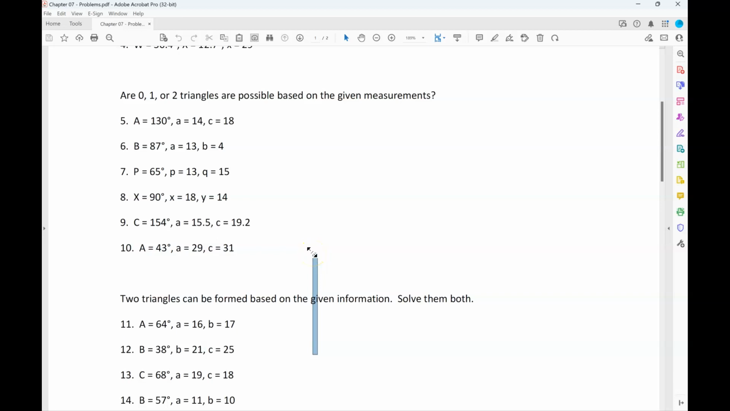And then 11 through 14 are all two triangle problems that we're asking you to solve for both triangles. On a test, this would be the kind of way I would ask for things. I would ask 0, 1, or 2 triangles and give you stuff and not ask you to actually solve the triangle. If I did ask you to solve a two triangle problem, I would tell you it's a two triangle problem and ask for both sets of answers. So I wouldn't give you a solve for the triangle and stick a two triangle problem in there without telling you in the directions. Is everybody okay with that?